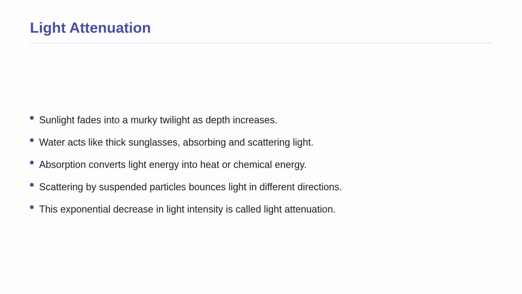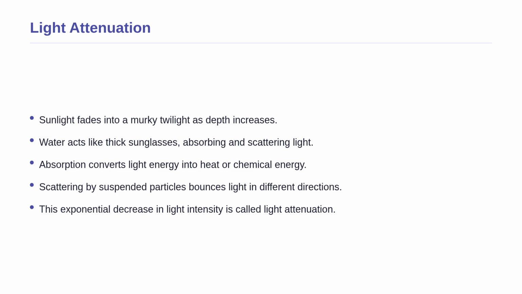To begin, imagine opening your eyes underwater in a lake. You will notice that the bright sunlight quickly fades into a murky twilight as you swim deeper. Why does this happen? Water is not perfectly transparent. It acts like a giant, thick pair of sunglasses. As light travels downward, it undergoes two main processes: absorption and scattering.